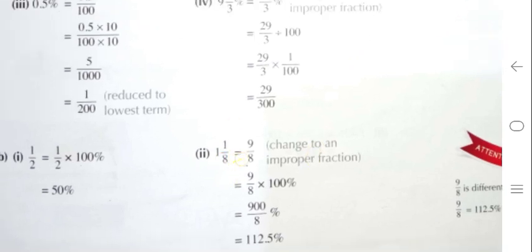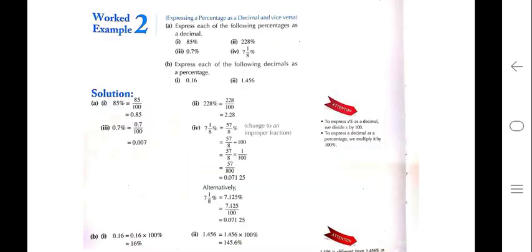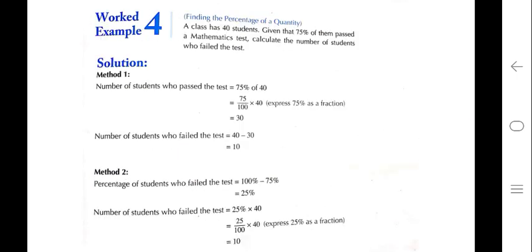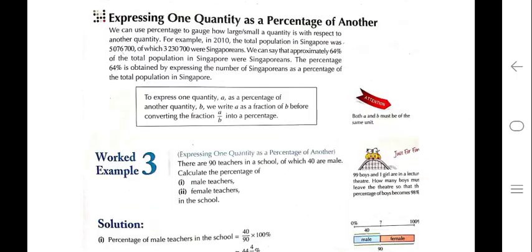1 over 8 equals 8, 9. This one you change to an improper fraction first. 9 over 8 and then times 100%. So 9 over 8 times 100 is 112.5 percent. Don't forget the percent.